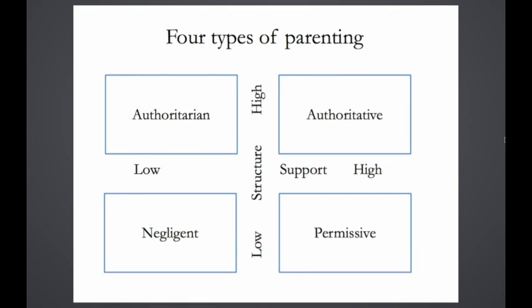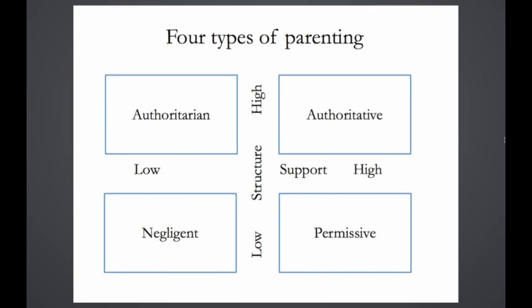Could we characterize schools based on being authoritarian, negligent, permissive, and authoritative? And this is what he did find, that you could do that. Based on whether they had a high or low amount of structure, or high or low support, he could characterize those schools.